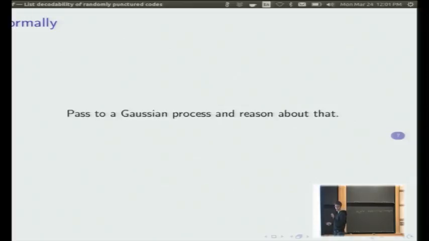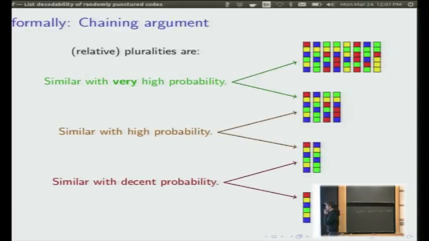So formally what we do is we pass to a Gaussian process, like you suggested, and reason about that. That gets kind of technical, so I'm actually going to give you an overview without mentioning Gaussians, of what is going on. The basic idea is that we're going to do a chaining argument. We want to union bound over all sets lambda that look like this. So let's say this has size L. And we want to say that the pluralities of all of these rows are reasonably well behaved.